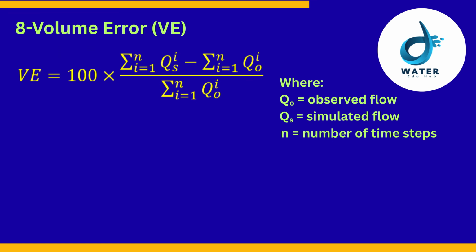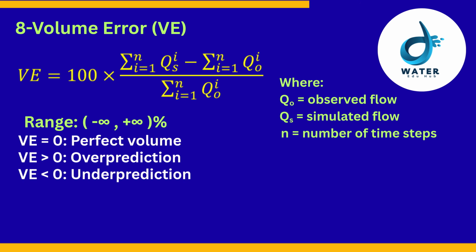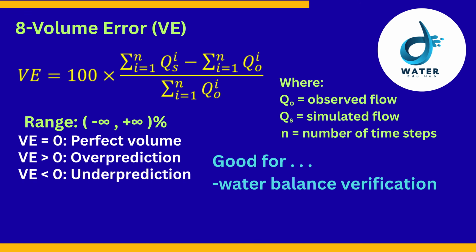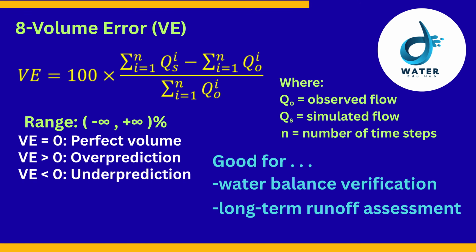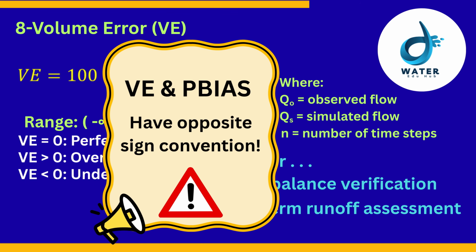Next one is volume error, or VE. Same as PBIAS, it is well suited for water balance verification and long-term runoff assessment. Note that VE and PBIAS have opposite signs.